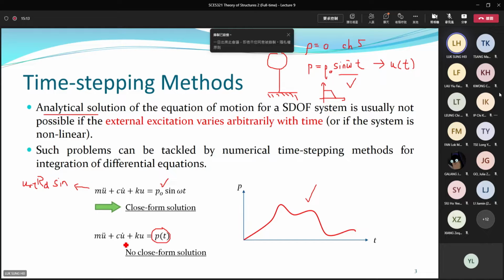Actually, last time in topic 6, we introduced another approach to handle this kind of arbitrary loading. We call it the Duhamel integral. But here we would like to introduce another approach, rather than based on pure theory. We base it on some approximation, which can also help us to evaluate the response of structures under arbitrary loading. The Duhamel integral is nice, but it's quite difficult to find the integrations of those complex functions.